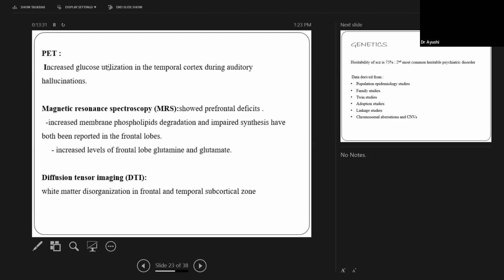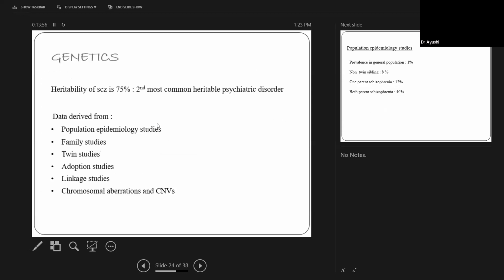In PET scan, there was increased glucose utilization in temporal cortex during auditory hallucinations. Magnetic resonance spectroscopy showed prefrontal deficits. Increased membrane phospholipid degradation and impaired synthesis have both been reported in the frontal lobe, and increased levels of frontal lobe glutamine and glutamate. On diffusion tensor imaging, there is white matter disorganization in the frontal and temporal subcortical zones.